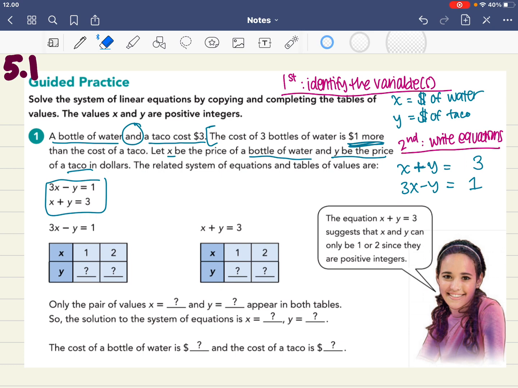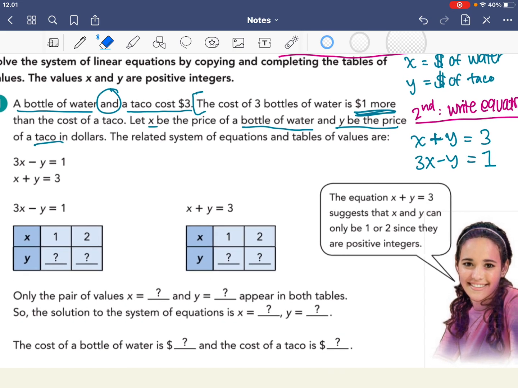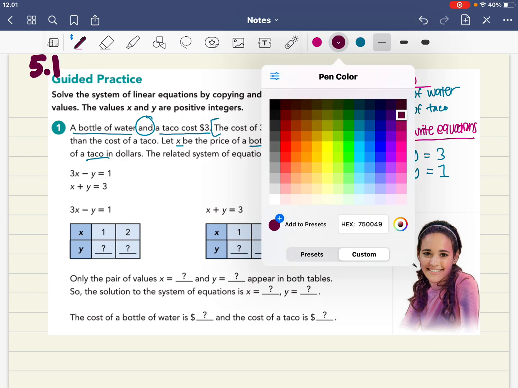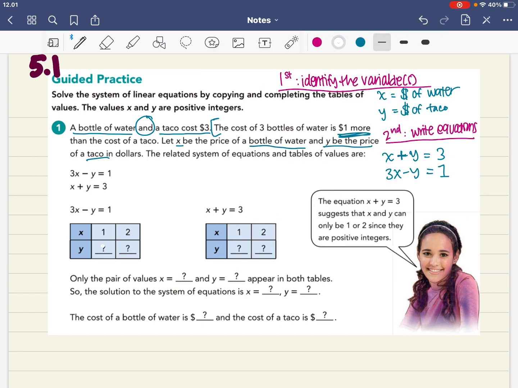I didn't need to put the dollar sign there. But these are in dollars, all of them. Okay, so they ask us to find x and y. So what you can do is to set up a table that will allow you to find these values. Write these out.